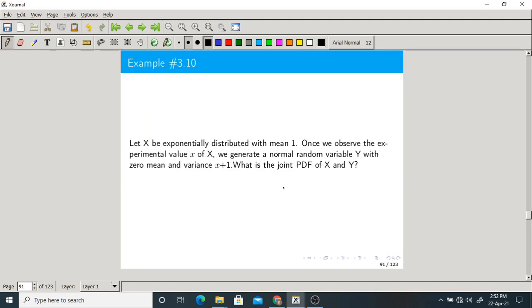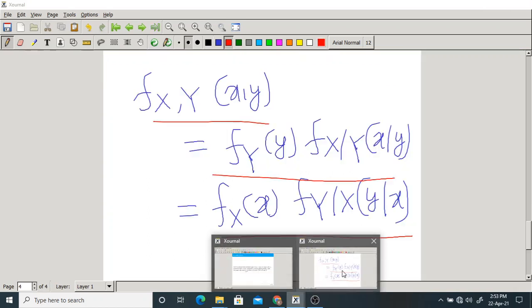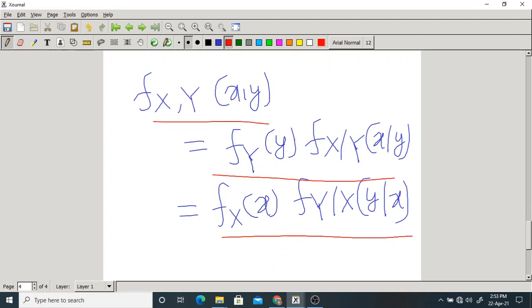Okay, let us take a simple problem. x is exponentially distributed with mean 1. Once we observe the experimental value of x, we generate the normal random variable y. They gave us the conditional PDF with 0 mean and variance x plus 1. Then what is the joint PDF of x and y? To find the joint PDF from the conditional PDF, we have two formulas. Either you use this formula or this formula.